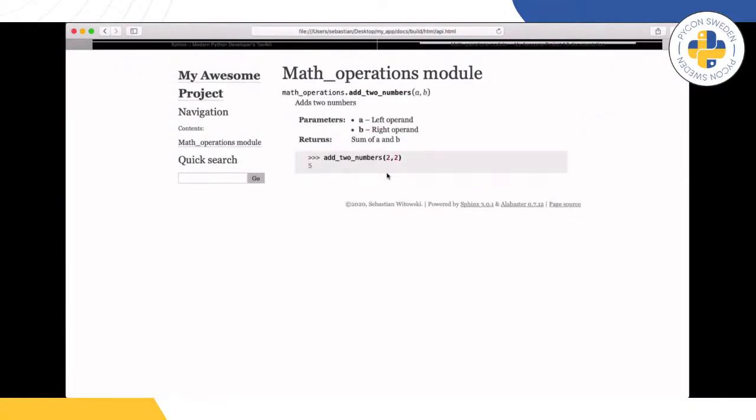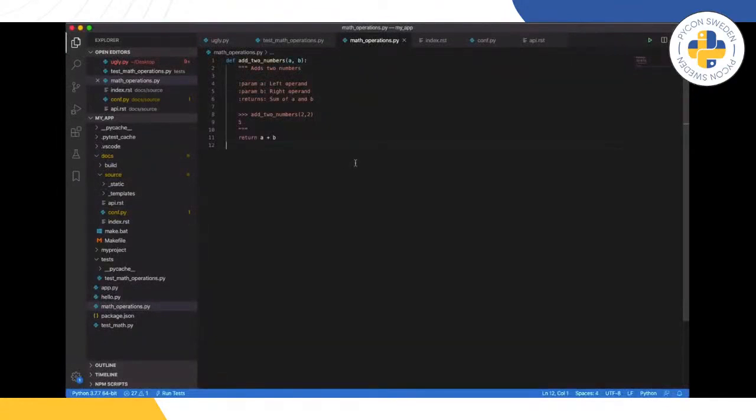If you're wondering how we get those parameters and the return value, that's because I modified the math operation and I added more stuff to the docstring. If you go to the Sphinx documentation, you can see how you can specify parameters and return values of your functions.